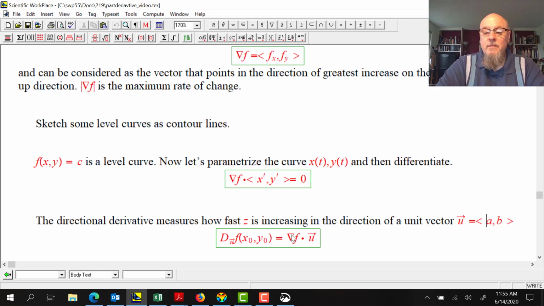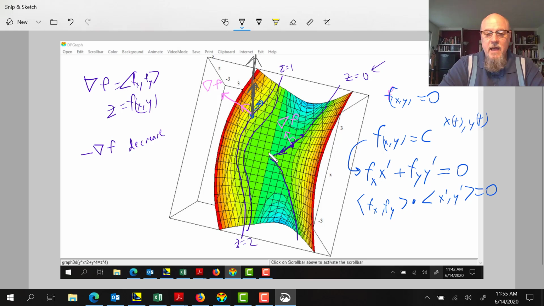If the direction I choose has an angle bigger than 90 degrees from the direction straight up, well, then I guess I'm going a little bit down. So the directional derivative would give me a negative. The dot product would give me a negative value here.